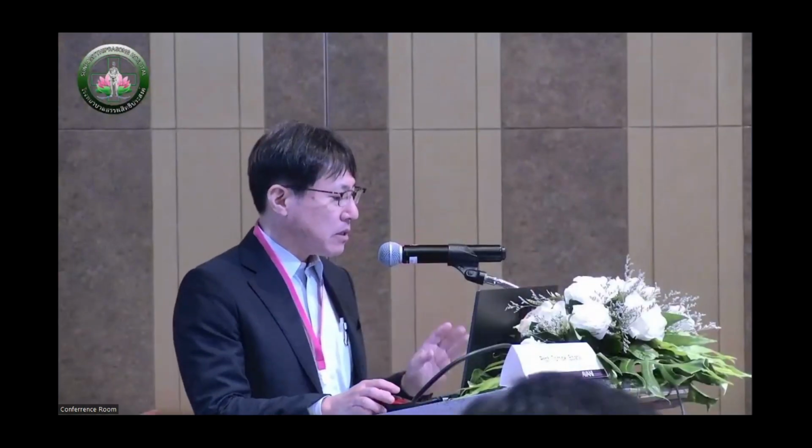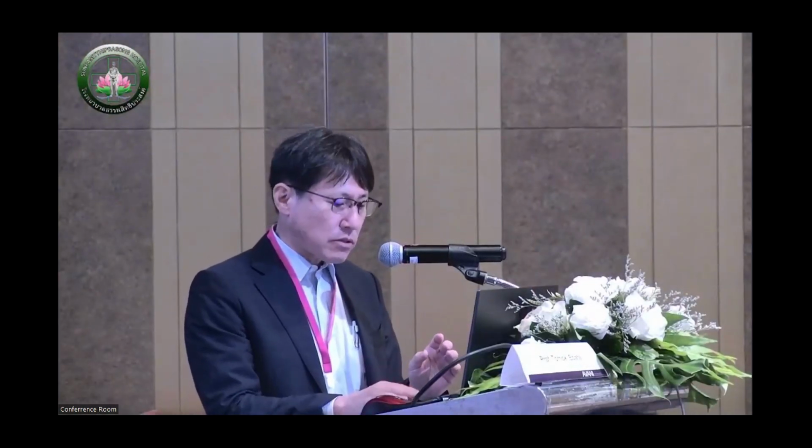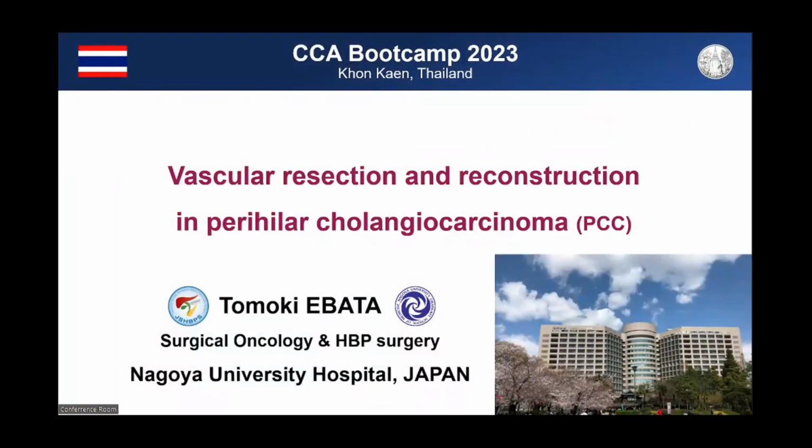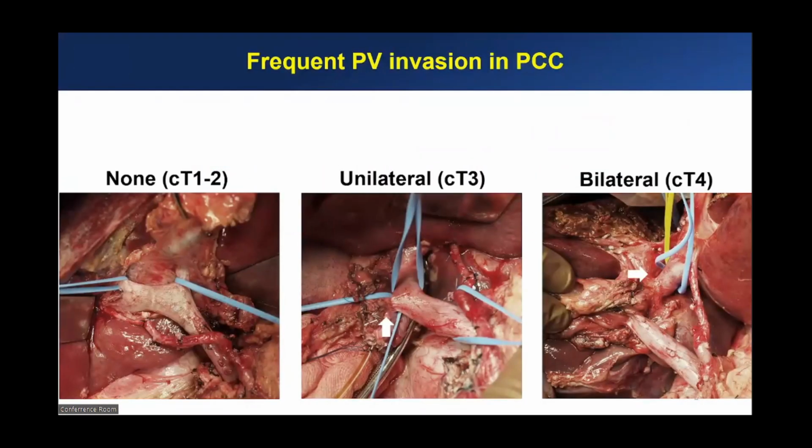Third topic is vascular resection and reconstruction, particularly portal vein invasion. Probably you face frequent portal vein invasion in perihilar cholangiocarcinoma. You can see left, right, anterior, and posterior. This is a very clear image of the three major veins. But this, you can see the right invasion. But this is unilateral.